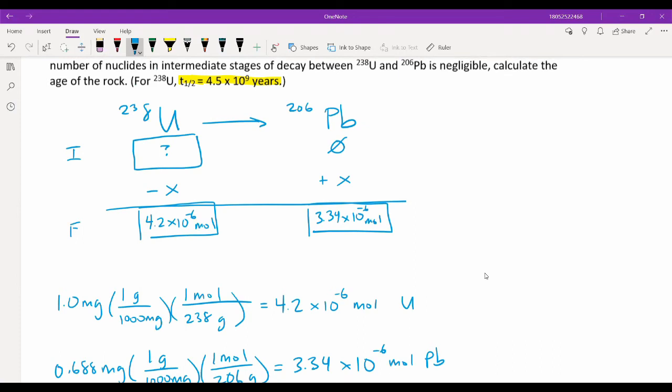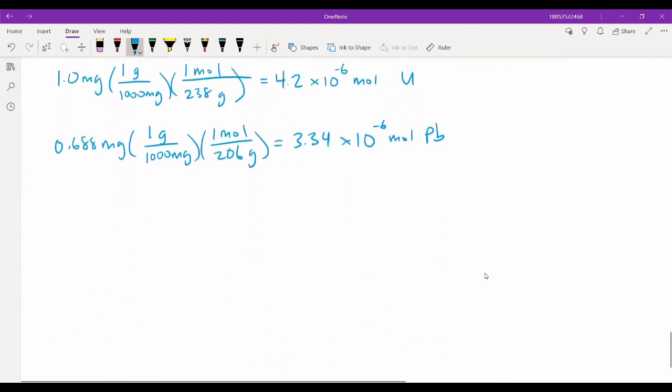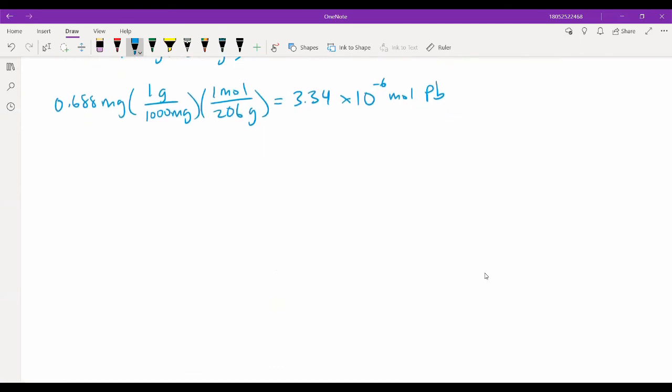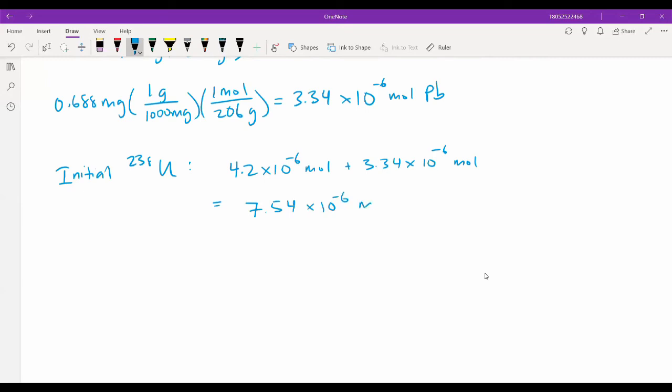So I'll say that again. The initial amount of uranium that we're going to find is our final amount of uranium, the 4.2 number, plus the 3.34, because that's what was used up to create the lead in a 1-to-1 manner. So our initial uranium-238 is going to be 4.2 times 10 to the negative 6 moles plus this many moles. So that's going to be 7.54 times 10 to the negative 6 moles.